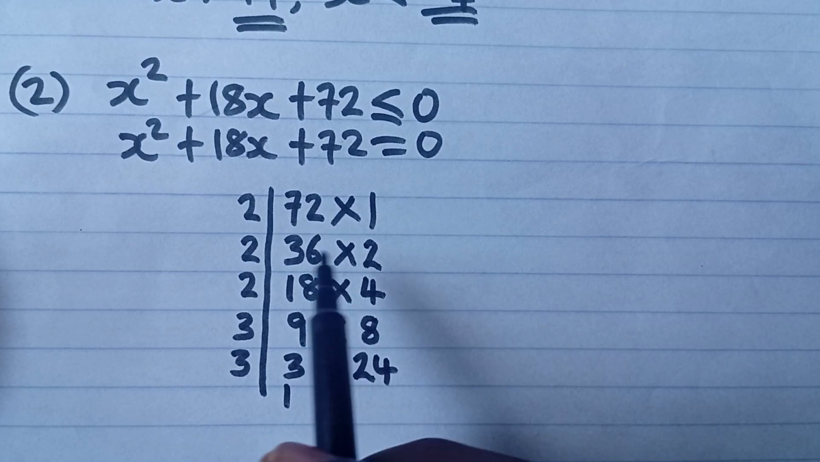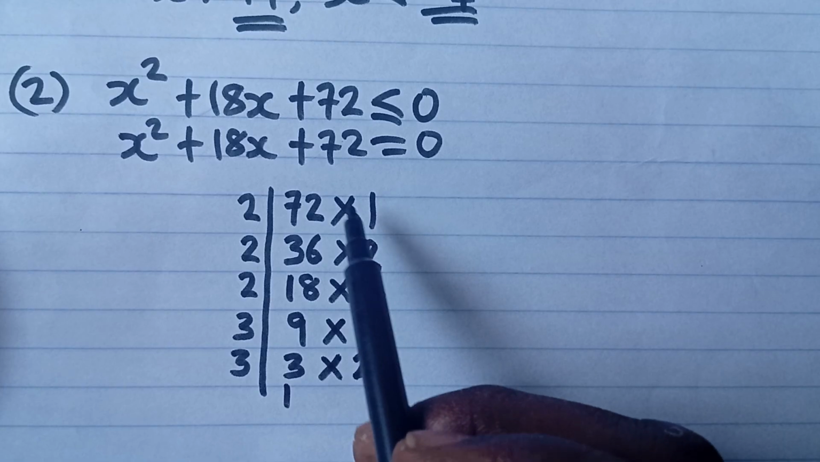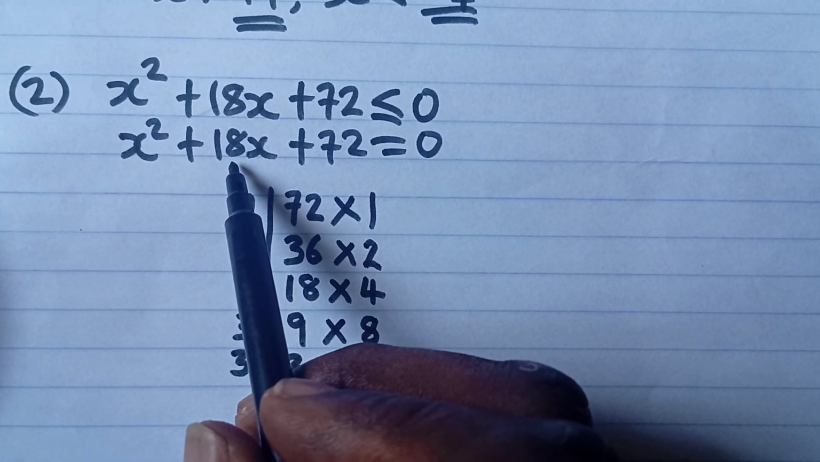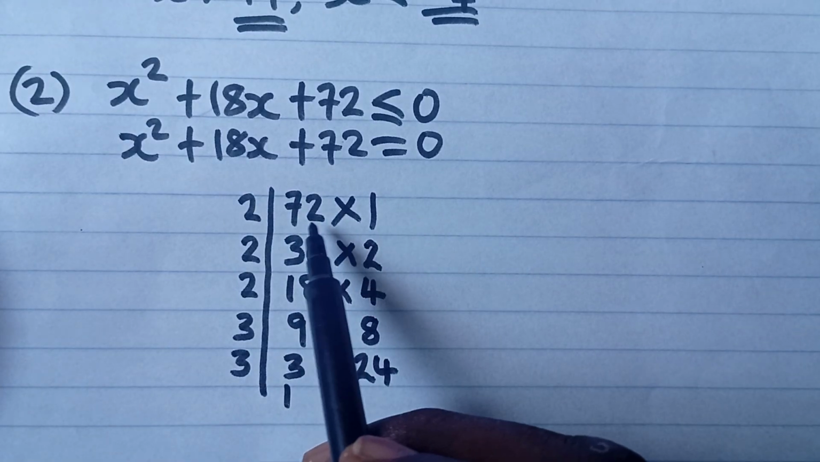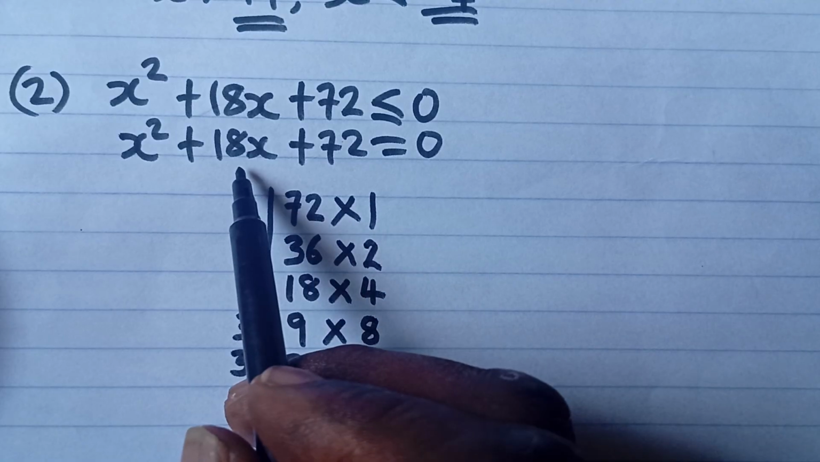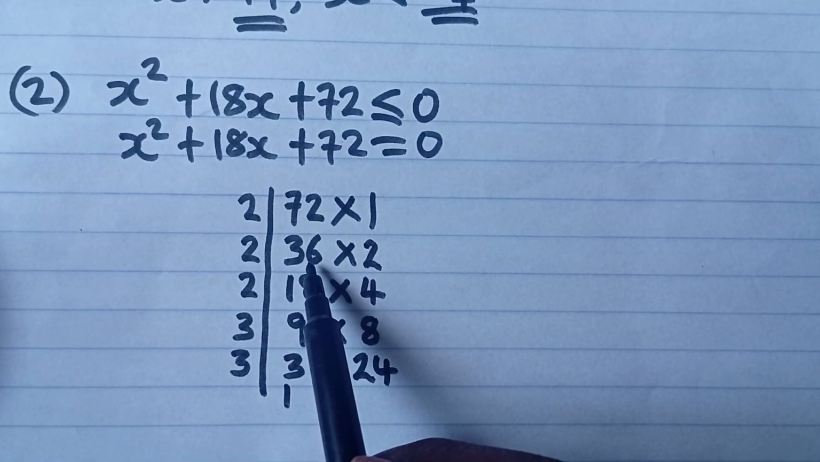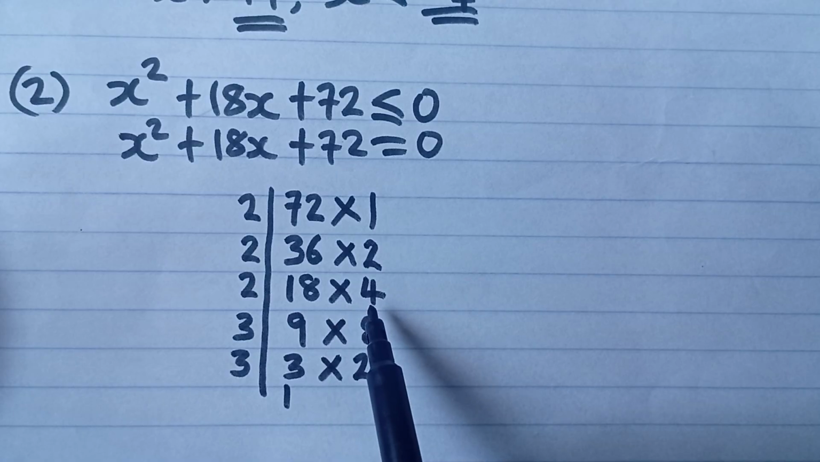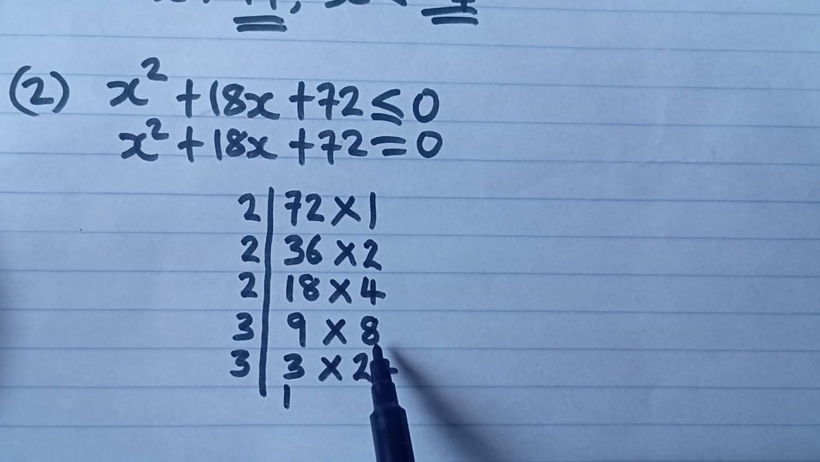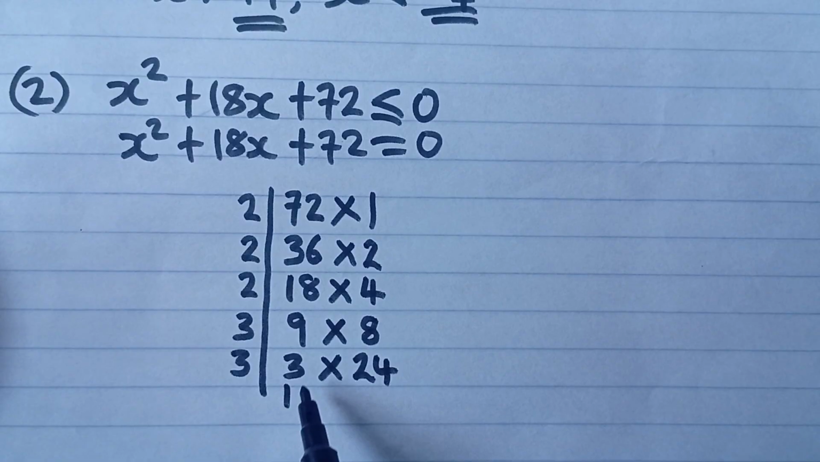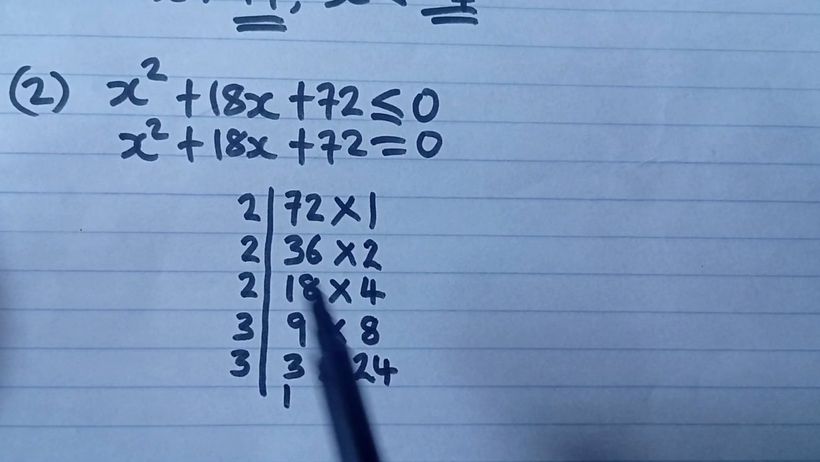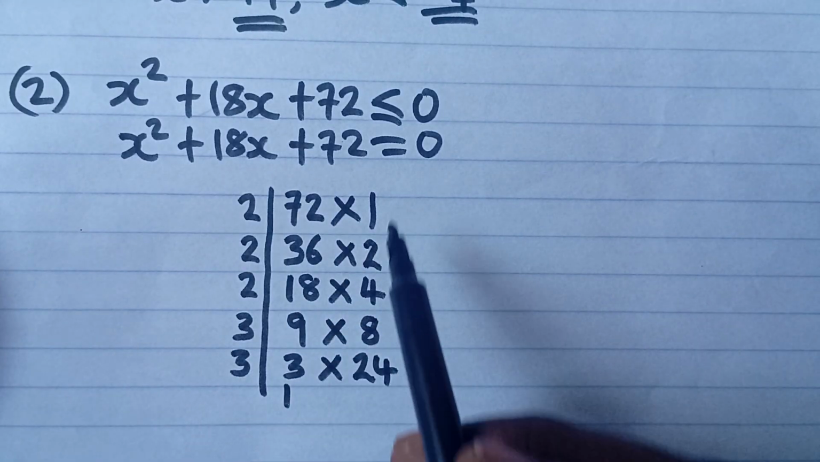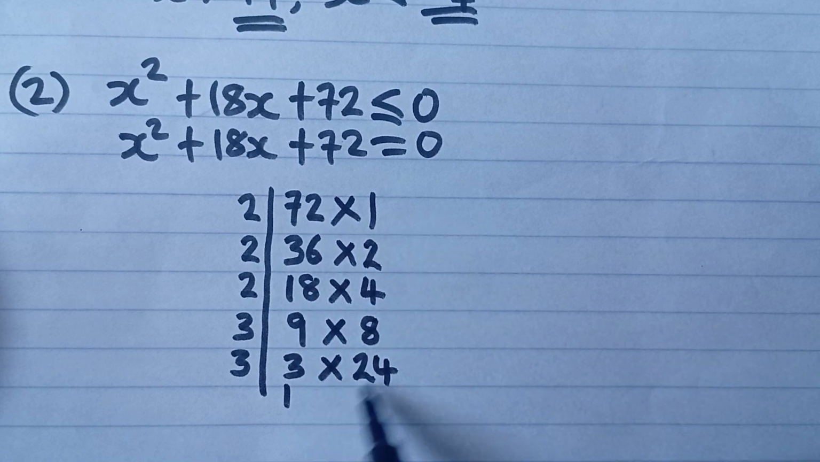Now let's see which of them we can add together to give us 18. 72 and 1 cannot be added to obtain 18. It's not possible. 36 and 2, not possible. 18 and 4, not possible. 9 and 8 cannot give us 18. 3 and 24 can also not give us 18. So that means the required factors are not here.